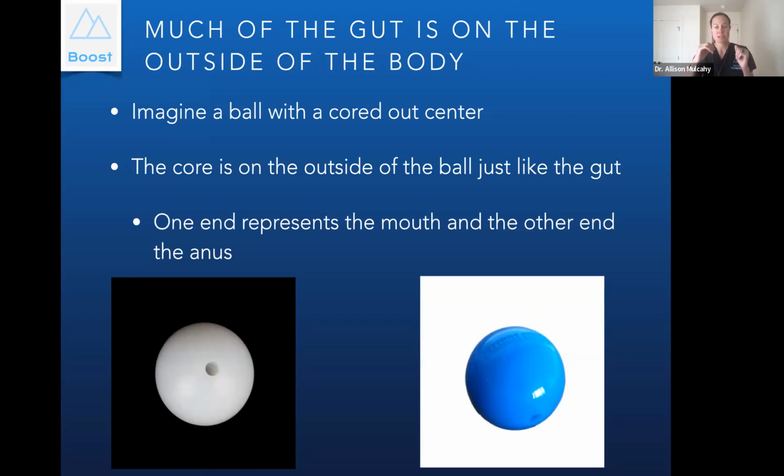If you imagine a ball, like these balls here, you imagine that there's a core in the middle. The core on the inside is basically on the outside of the ball. So if you take that ball on the left and you dip it in blue paint, like the ball on the right, that core on the inside is also going to get dipped in blue. And so that whole core basically represents the gut. One opening is the mouth and the other opening is the anus. I want you to keep that in your mind as we're going through this. And then on the inside of the ball, so not the core part, but the other part, is basically your body. So you can see that the gut is a tube that is kind of on the outside of your body, which will become important when we talk about leaky gut.